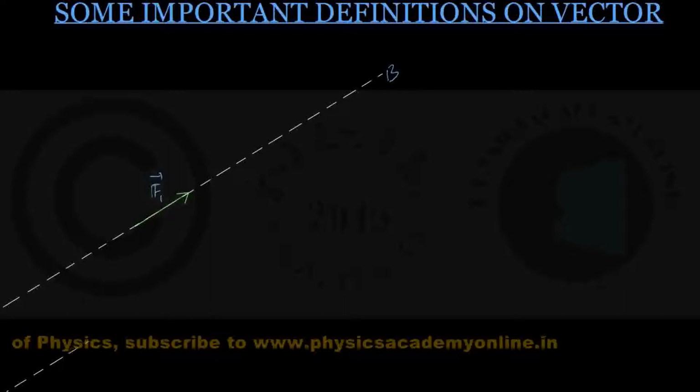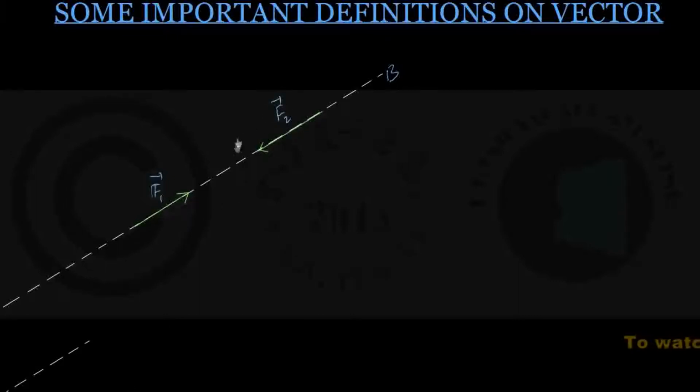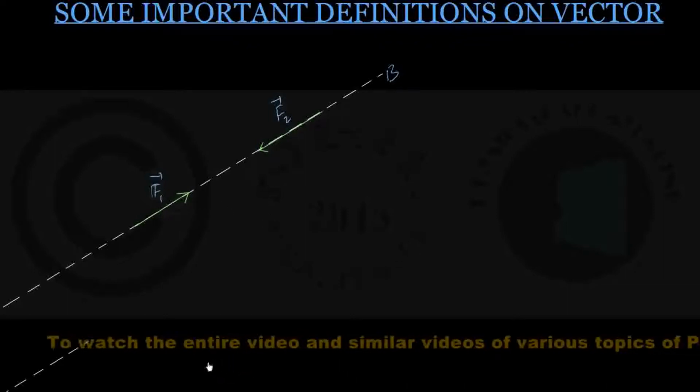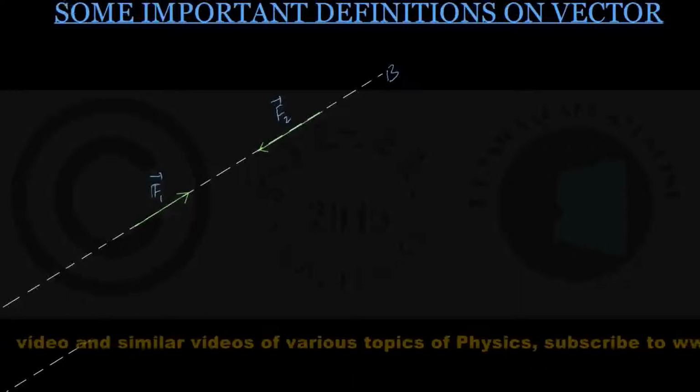So if we could have another force, let me call this F2, lying on the same line, then I could say that F1 and F2, these two force vectors, have the same line of support, because line of support extends to infinity on either way, and it contains the arrow which represents the given vector.